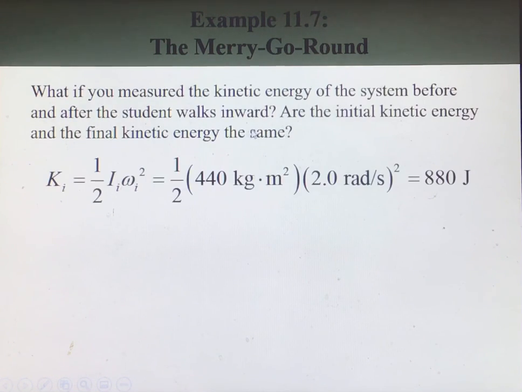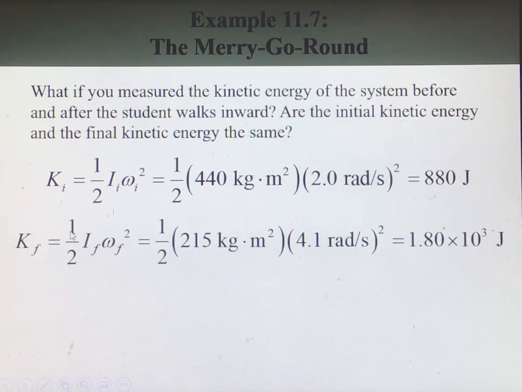Now, if we want to calculate the kinetic energy of the system, we can calculate the kinetic energy before. It's going to be 880 joules, just given by this equation right here. And the kinetic energy after is given by this equation, which is going to be 1.80 times 10 to the 3 joules. You can see that there is an increase in the kinetic energy. Even though there is a decrease in the moment of inertia, the increase in the angular speed is playing a much more important role because the increase is way greater.